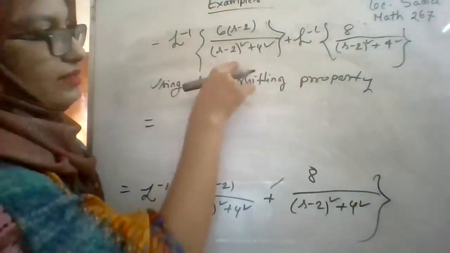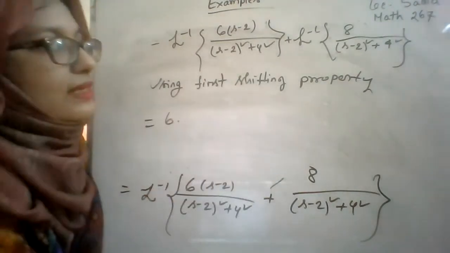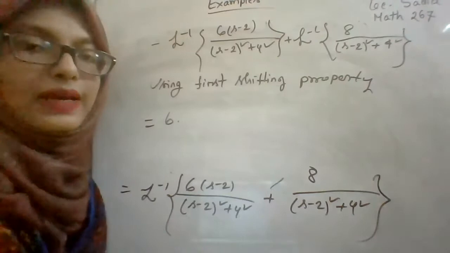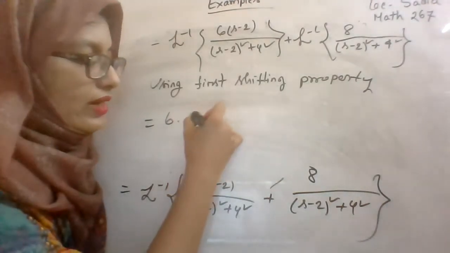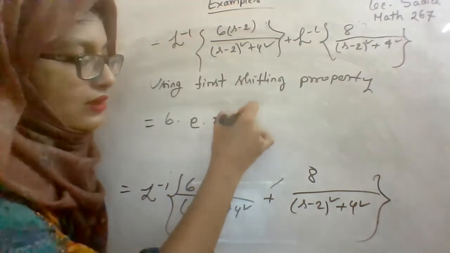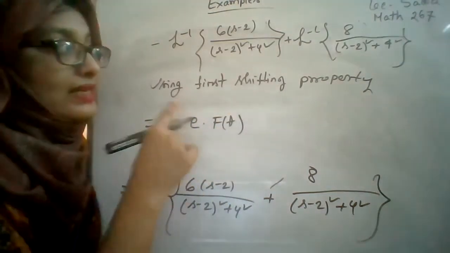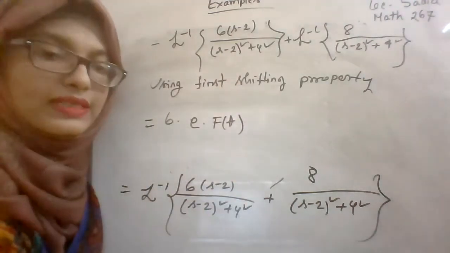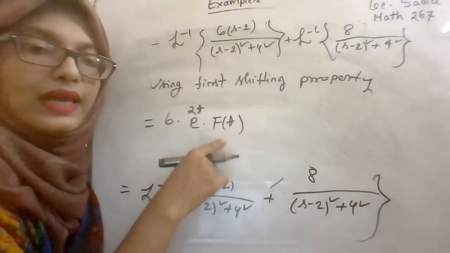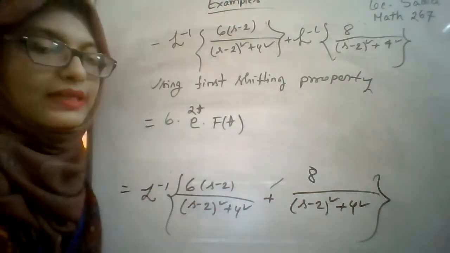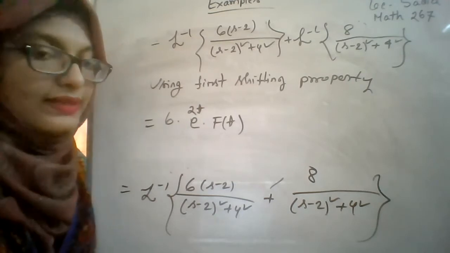So what will be the answer for this? 6 is a constant. And for the inverse Laplace transformation of F of (s minus a), the formula is e to the power at f of t. So what will be the value for a? Here the value for a is 2, so it will be e to the power 2t into f of t. And what is the result for f of t here? f of t is the inverse Laplace transformation of F of s.